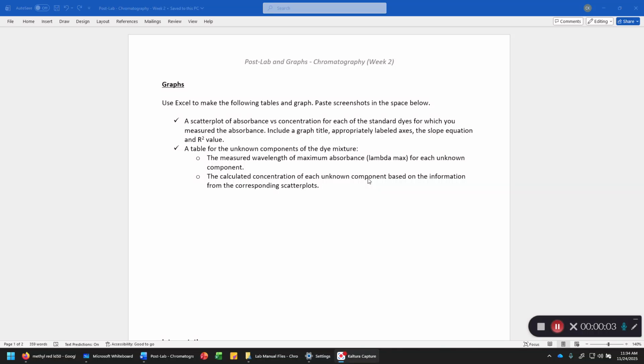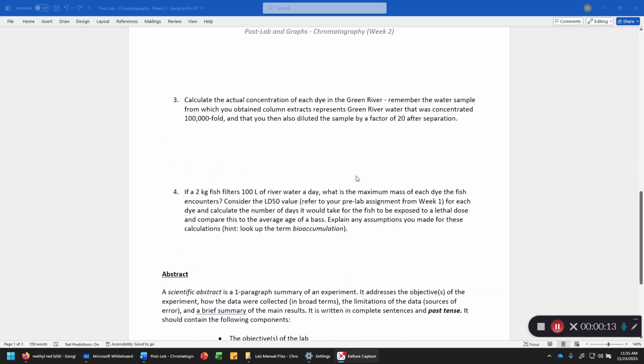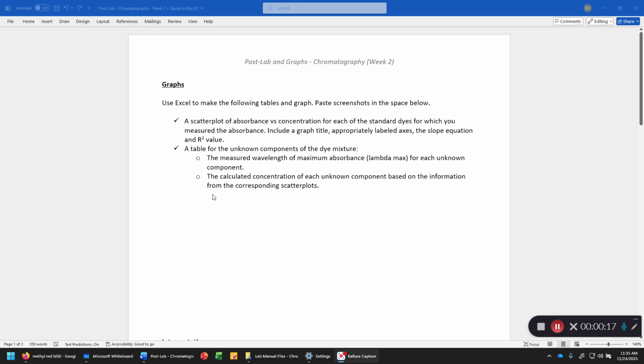This video is going to give you some assistance with the final calculations on the post-lab for chromatography week 2, specifically number 3 and number 4. So backing up a little bit, what you're going to need to do these calculations is this final item right here under the graphs section, where you have to calculate the concentration of each unknown component, each unknown dye, based on the information from the scatter plot.